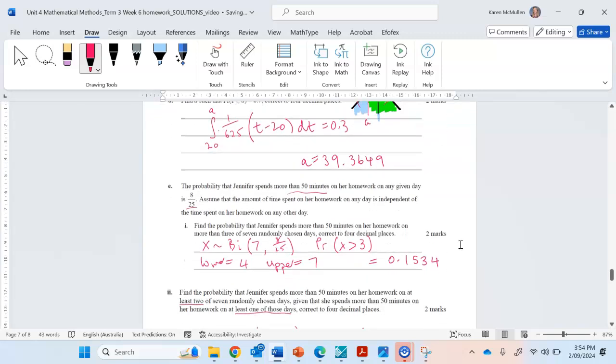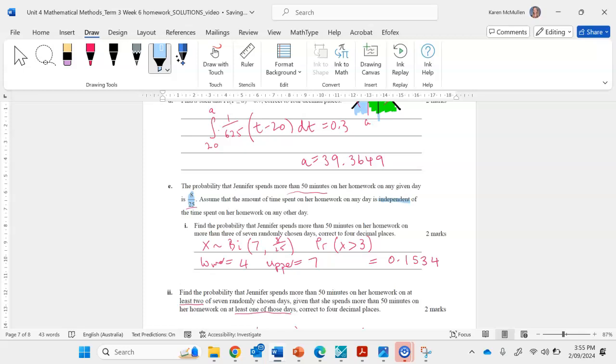All right, question E is an example of where we use binomial within continuous random variables. So we've been basically dealing with continuous random variables up until this point. And what gives me the indication that it is now binomial is that it tells us this probability. It's a set probability. Sometimes you have to work it out, but it's told us that it's 8 over 25. Assume that the amount of time spent on homework on any day is independent. So that's also giving it away that it's binomial.